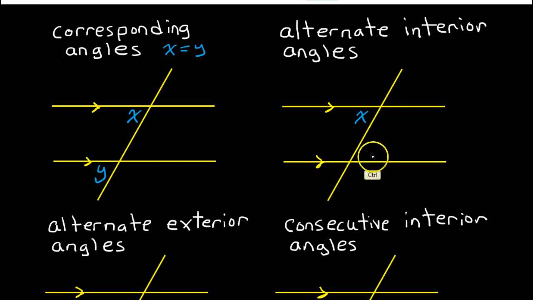So if I come down to my other group and I want to pick another interior angle, but instead of picking the same side of the transversal, I'll pick the opposite side for my Y. That will make these alternate interior angles between the lines but opposite sides. These are alternate interior angles. Alternate interior angles are equal. So X is equal to Y.